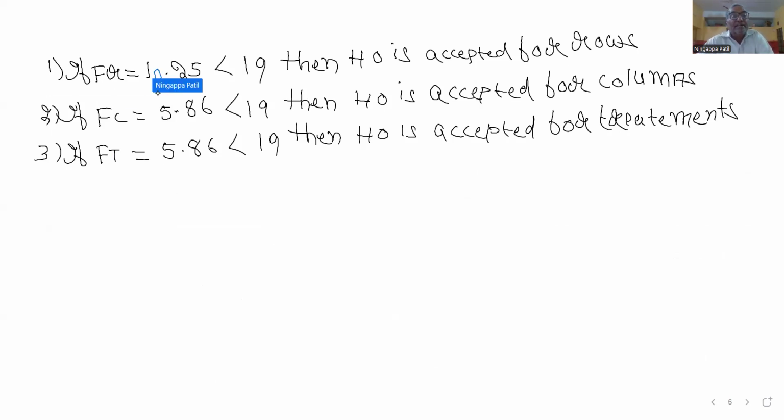FR we are getting 10.25. This is smaller than 19. A table value is 19. Then H0 is accepted for rows. And similarly, FC is 5.86 we are getting. This is again smaller than 19. Then H0 is accepted for the columns. And FT 5.86 is also smaller than 19. Then H0 is accepted for the treatments.